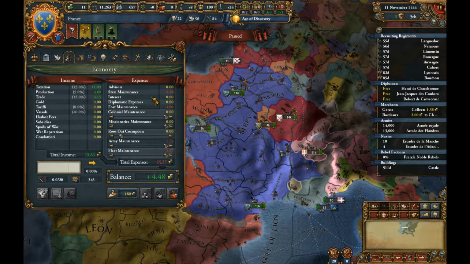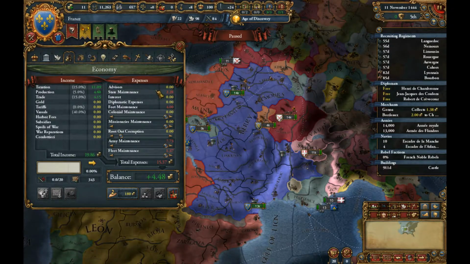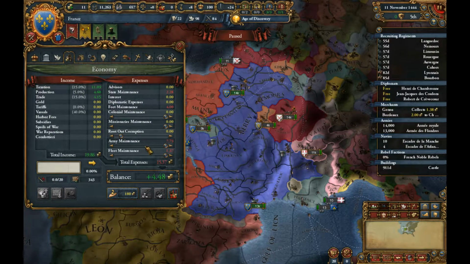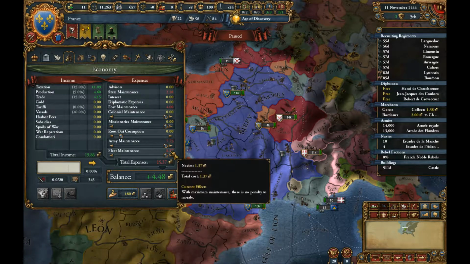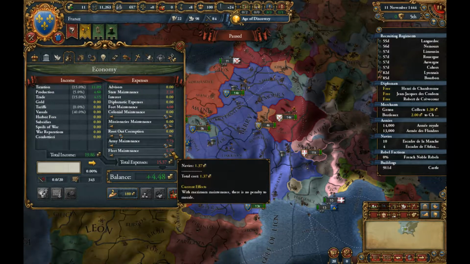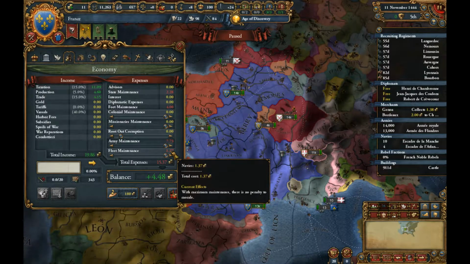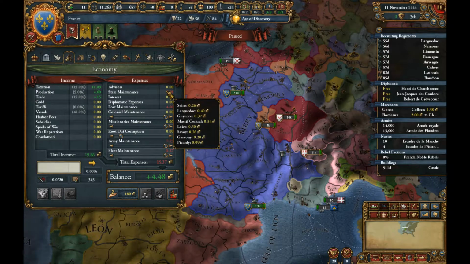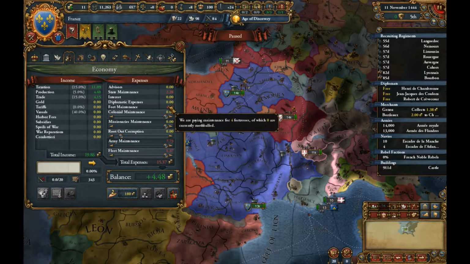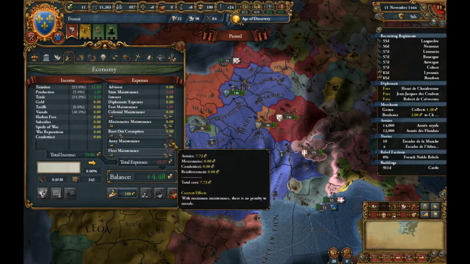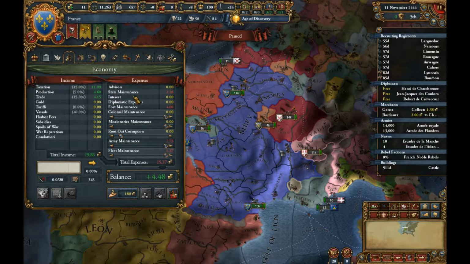The main expenses you have basically are your advisors, your state maintenance, your army maintenance, and your fleet maintenance. So basically, it's what you quite always have. Not every nation has a fleet, but advisors, state maintenance, fort maintenance, and army maintenance are the basic expenses you have.